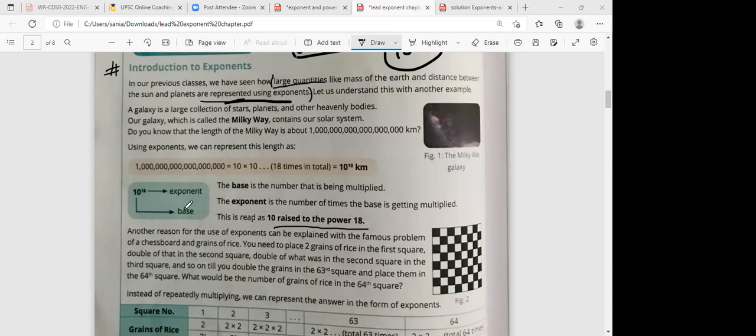So this is the exponent, this is the base, and this is how you are going to pronounce it. You need to write this, because sometimes they can ask you what you understand by base. So base is that number which is being multiplied, and exponent is the number of times the base is getting multiplied. And this is how you are going to read it.